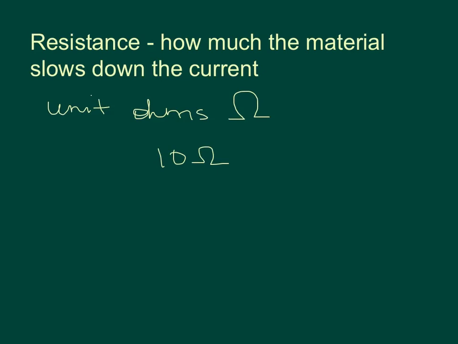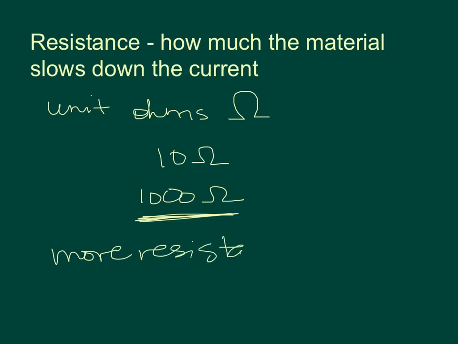But if we have a 1,000 ohm resistor, which one of these sounds like it might slow down the current more? Yep. So if you have more resistance, you actually have a smaller current. That kind of makes sense. As you slow down the current more, then it's going to have less current.